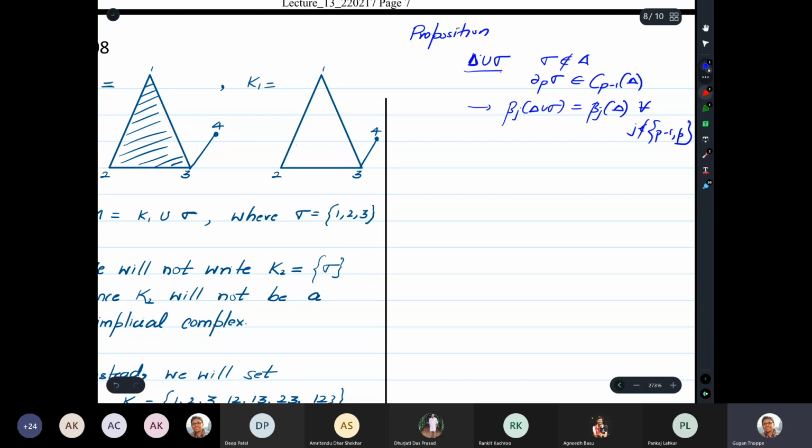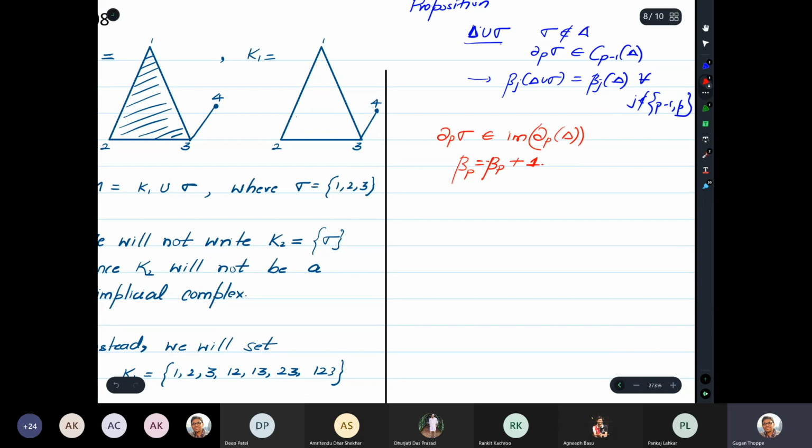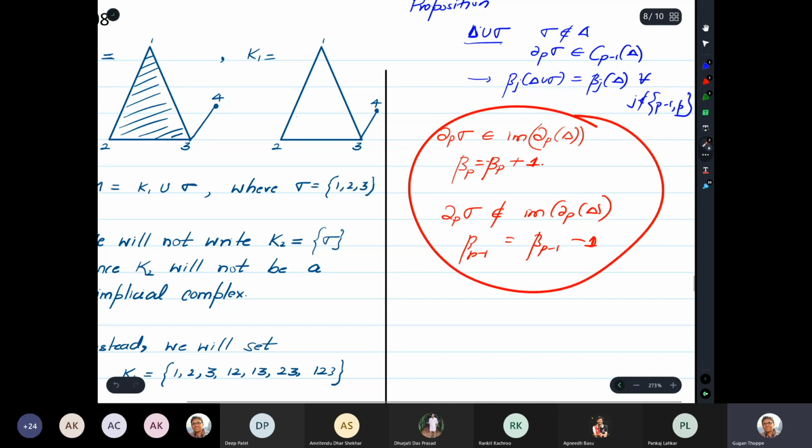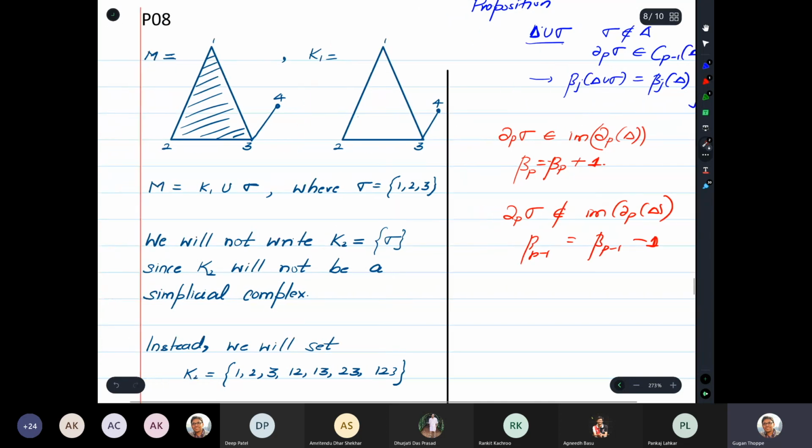And the other thing is, if ∂p of sigma lies in the image of ∂p of delta, if this condition is true, then beta p will actually increase by 1. On the other hand, if ∂p of sigma does not belong to the image of ∂p of delta, then the p minus 1th Betti number will decrease by 1. So this is the claim of the proposition, and we need to prove this.